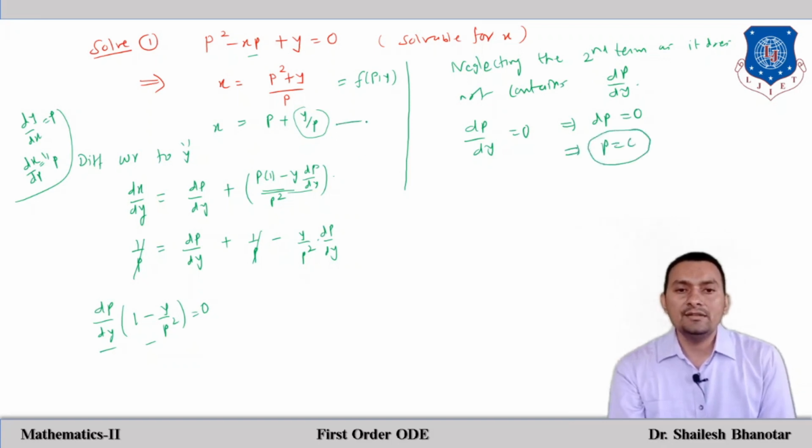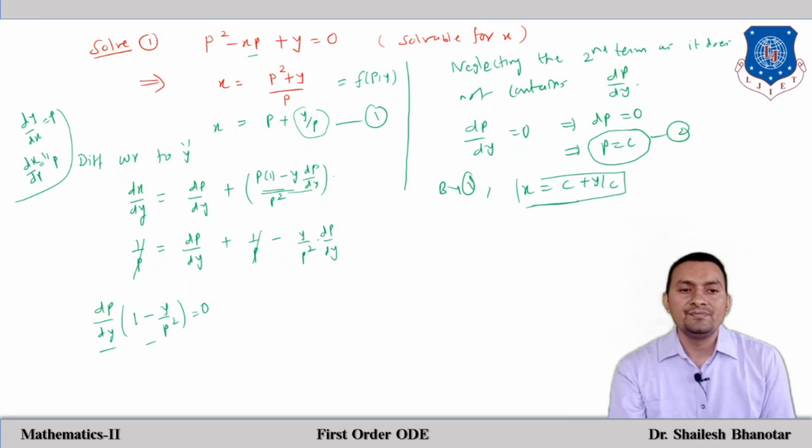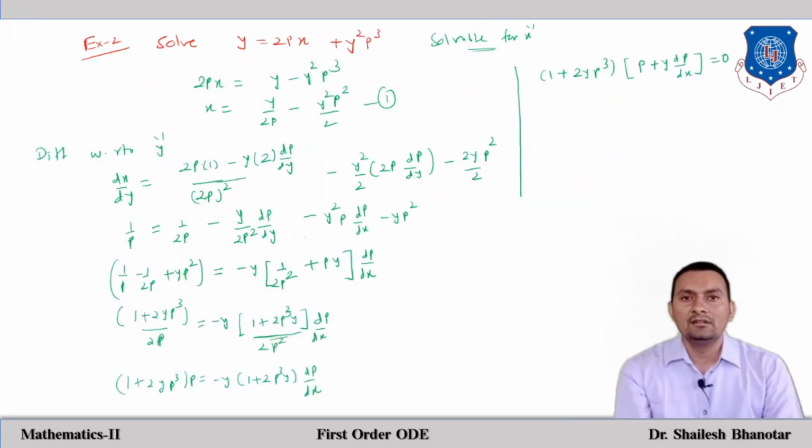Now this is our equation number 1. So what I have to do is eliminate p from this equation number 1. So by equation 1 we can have x equal to c plus y divided by c, and this is exactly our general solution.